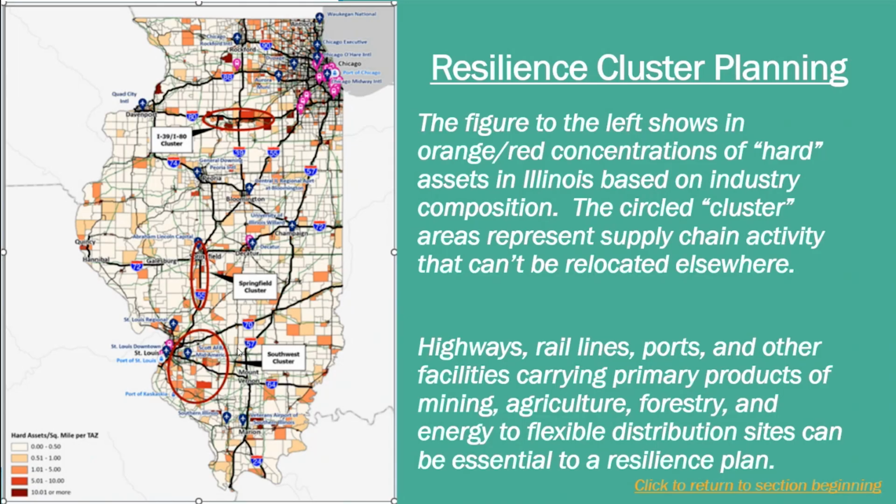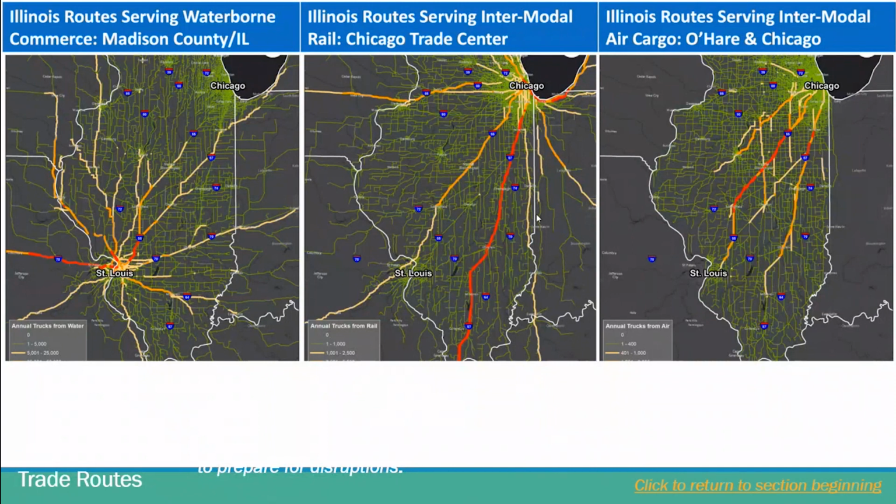So by doing this, we can identify what we call resilience clusters. These resilience clusters are areas where we can really focus on enhancing infrastructure access, as well as trying to enhance all of the components of resilience to make the supply chain, the value chain, and the occupations better able to handle disruptions.